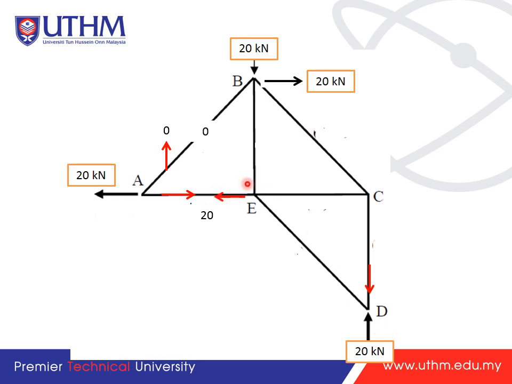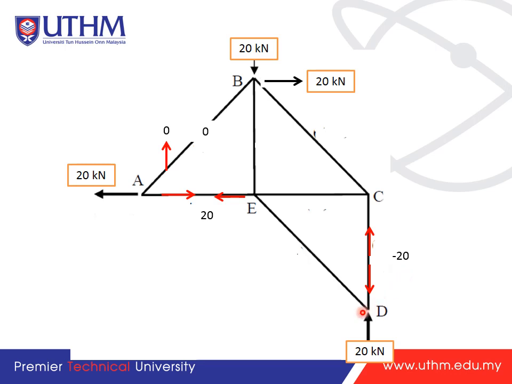We cannot start at these parts because they involve 1, 2, 3 unknowns. So you can jump to here. So this one we have upwards, and then 20 kilonewtons to make it stable is downward. Same for this one, we have 20. This one is a compression member.